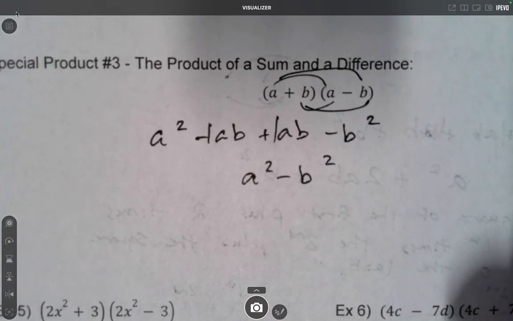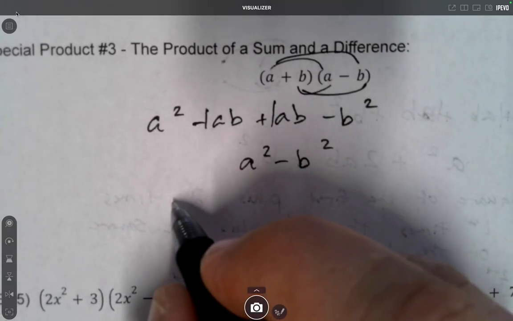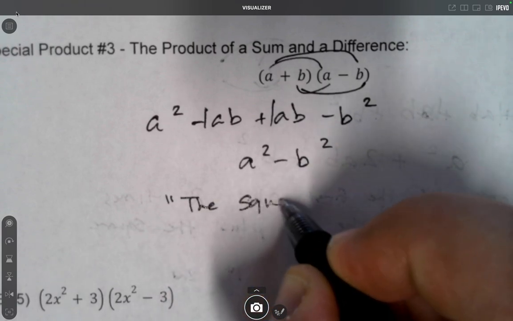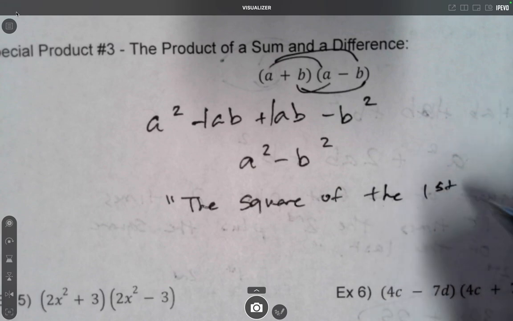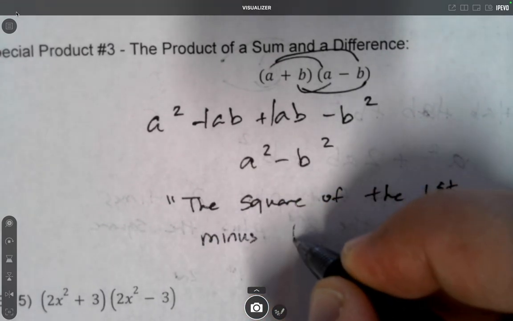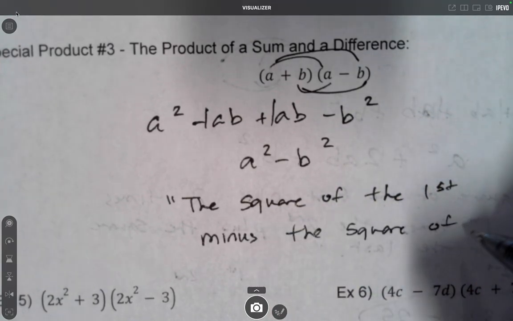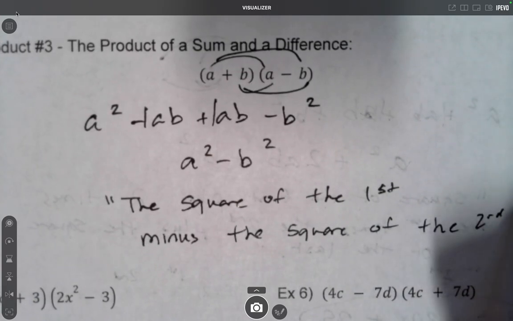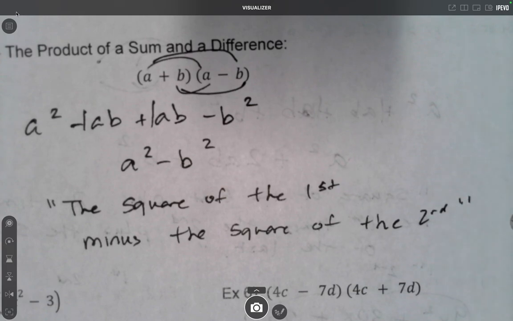So this shortcut is so quick, as long as you can recognize that pattern, it's just the square of the first minus the square of the second. So square of the first minus the square of the second.